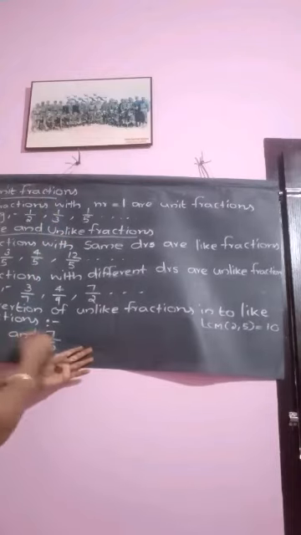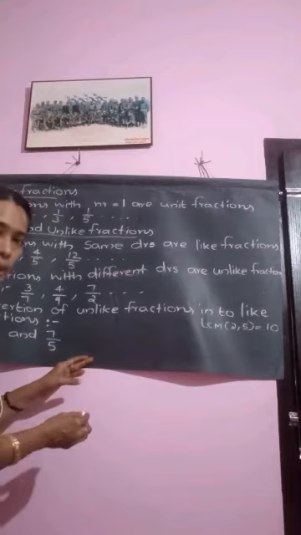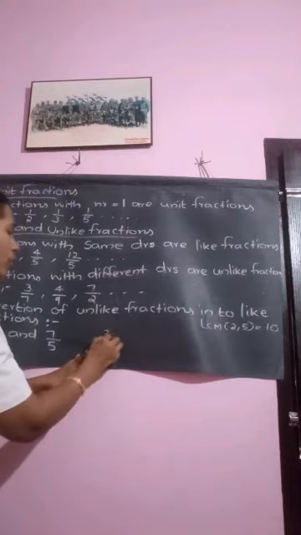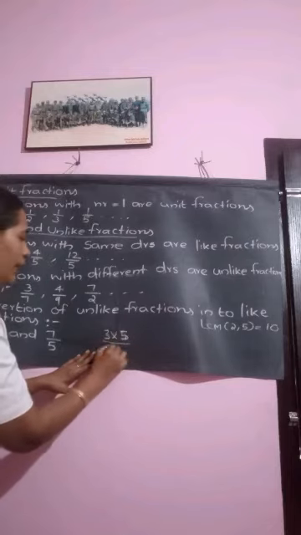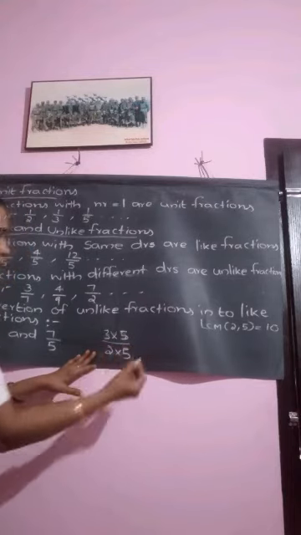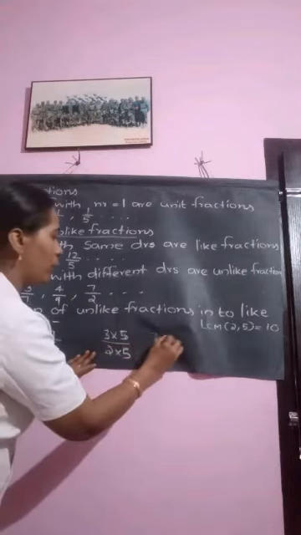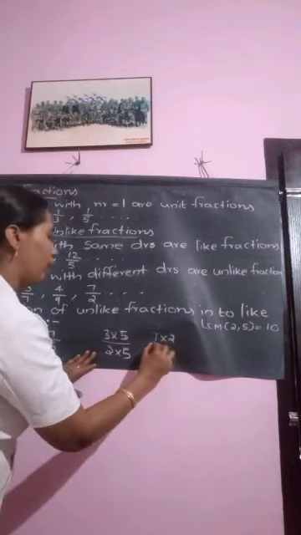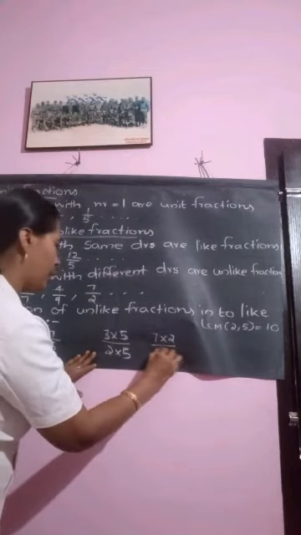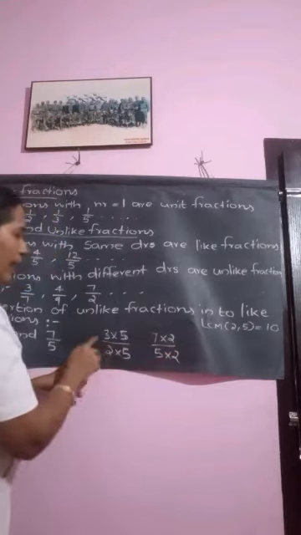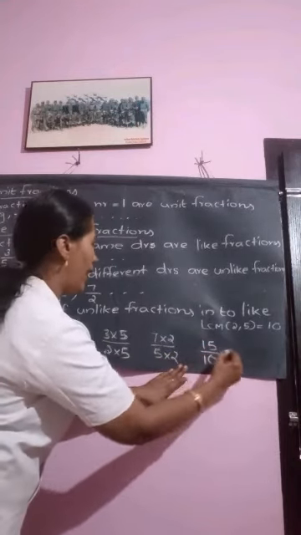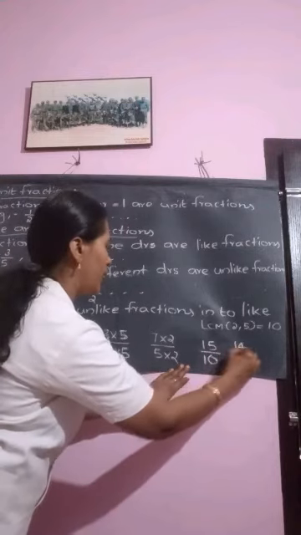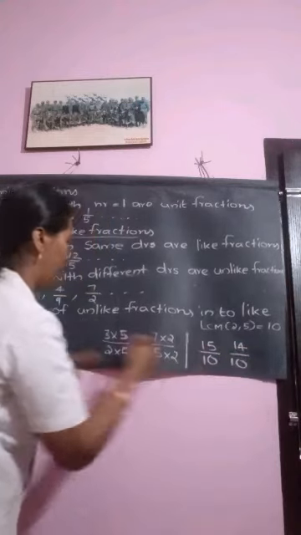Or you can apply the cross multiplication method. That is, 3 by 2 to be multiplied by the second denominator 5, and 7 by 5 to be multiplied by the first denominator 2. So we can write 15 by 10 and the other one is 14 by 10.